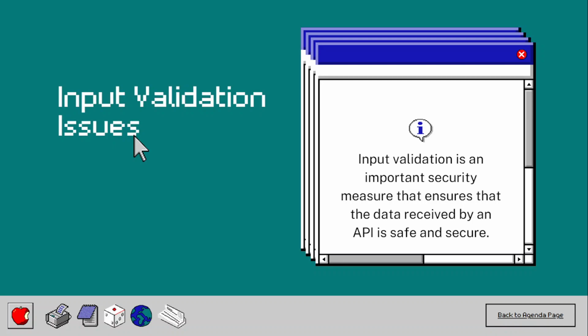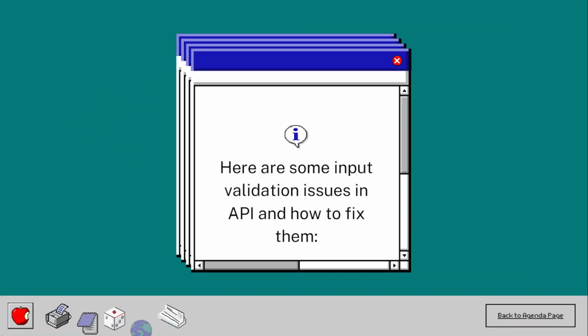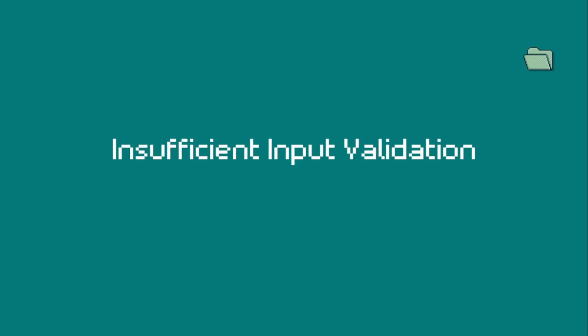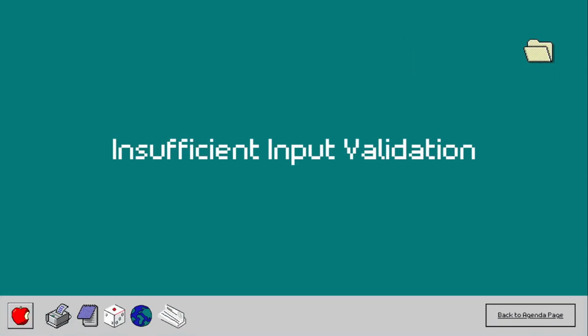These issues can lead to security vulnerabilities such as injection attacks, as I said earlier, cross-site scripting, also called XSS, and also buffer overflows. So here are some input validation issues in API, and also how to fix them. First one is, of course, insufficient input validation.